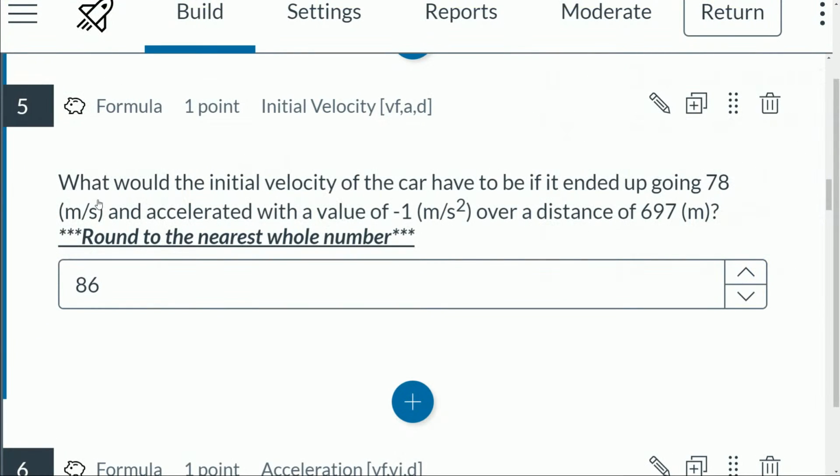And then it says over a distance. Okay. You keep dropping in and out. Okay. And it says over a distance of 697 meters. So that's going to be distance equals 697 meters.